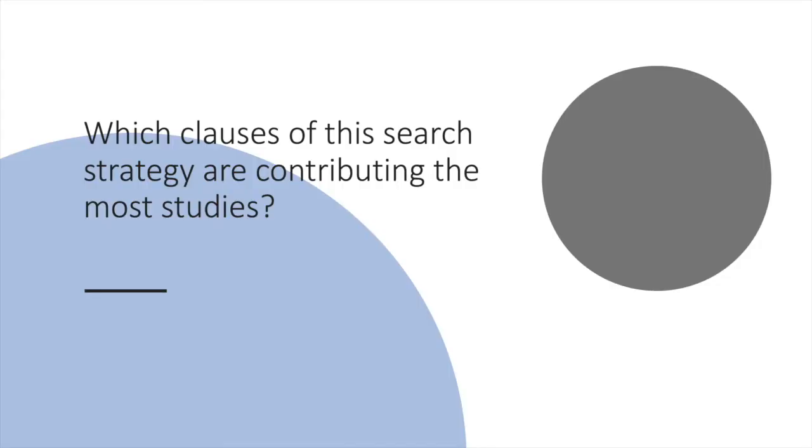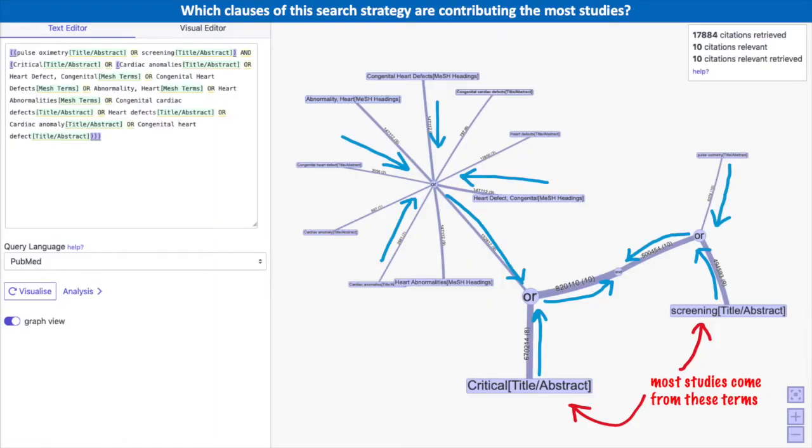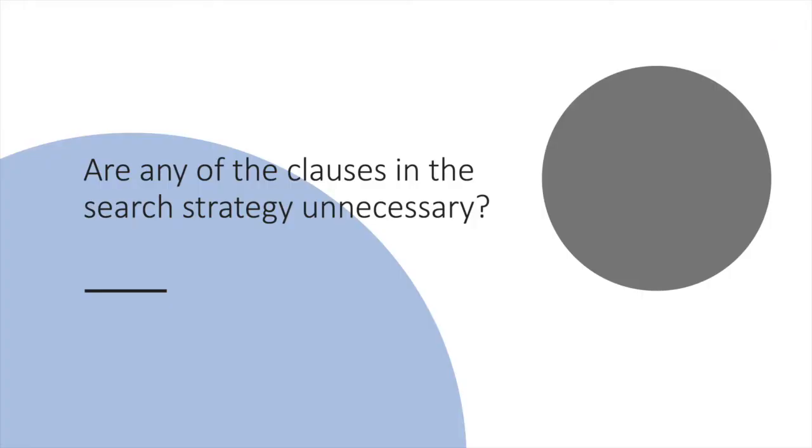Now let's look at the first one of the questions we were asking before. Which clauses of this search strategy are contributing the most studies? One attribute of the visualization that is helpful to understand which clauses are contributing the most studies are the sizes of nodes and edges in the visualization. The size of nodes and edges are relative to the total number of studies retrieved, so a large node indicates many studies are being retrieved by it. We can also see some query terms that are contributing very few studies as well, which is also important. How about the second question?